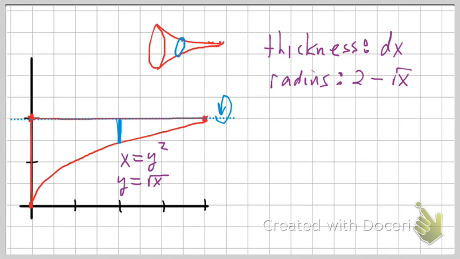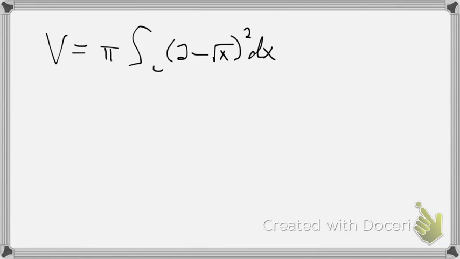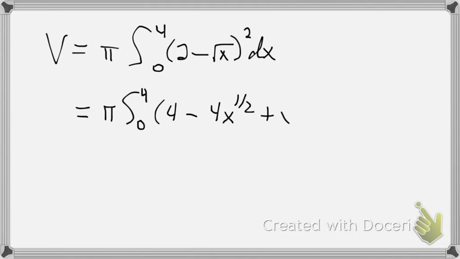Limits of integration, 0 to 4. And I can't integrate that as is, so what do I have to do? Just stare at it until something happens. Pi, integral from 0 to 4. Let's multiply out the square. So that's going to be 4 minus 4x to the 1/2 plus x dx.